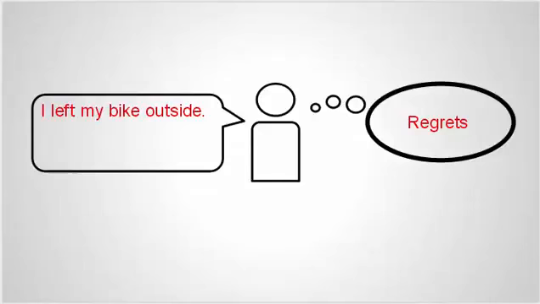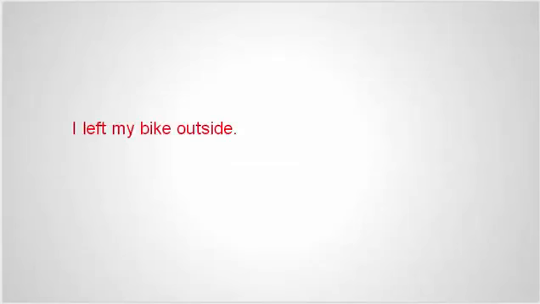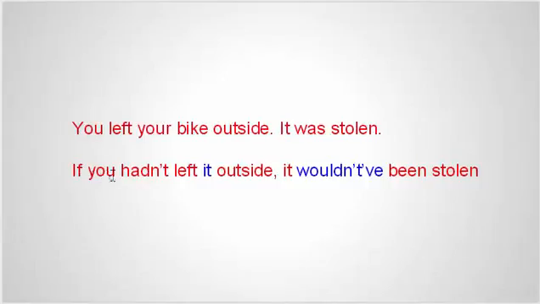I can also talk about regrets. Okay, I left my bike outside. It was stolen. I left my bike outside and it was stolen. This is something I regret. So I can say, if I hadn't left it outside, it wouldn't have been stolen. Maybe my mother can say, if you hadn't left it outside, it wouldn't have been stolen. Oh, it wouldn't have, sorry. If you hadn't left it outside, it wouldn't have been stolen.